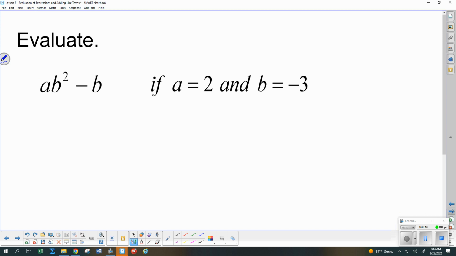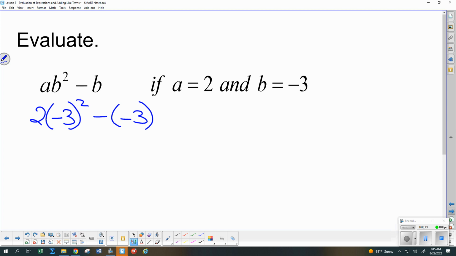Evaluate an expression is when they give us the expression ab squared minus b, and then they tell us what they want us to plug in. So it's just a formula, plug in. So we're going to change the a to a 2. B squared means b times b. We're going to be a little bit careful because b is negative, and then minus the -3.